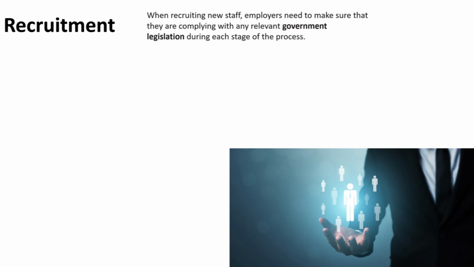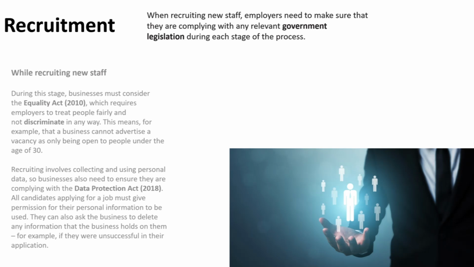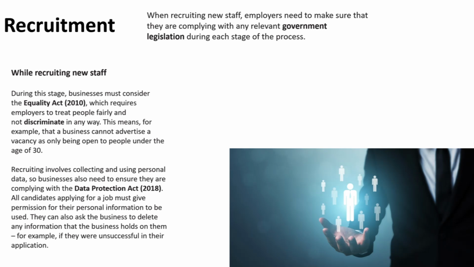So let's do recruitment. When recruiting new staff, employers need to make sure that they are complying with any relevant government legislation during each stage of the process. While recruiting new staff, so these are bits of legislation now that are active when recruiting new staff. Okay, so during this stage, businesses must consider the Equality Act 2010. This requires employers to treat people fairly and not discriminate in any way. This means, for example, that a business cannot advertise a vacancy as only being open to people under the age of 30, because that would be discriminating based on age.